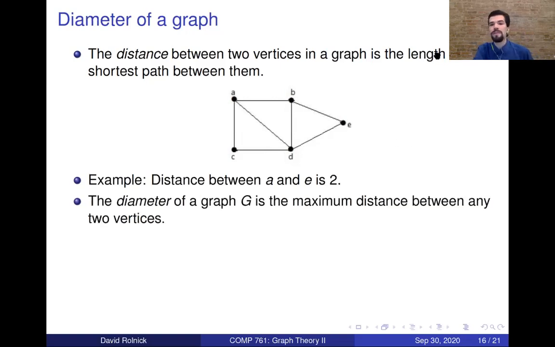The diameter of a graph is the maximum distance between any two vertices. So which are the two vertices that are furthest apart? That's the diameter.